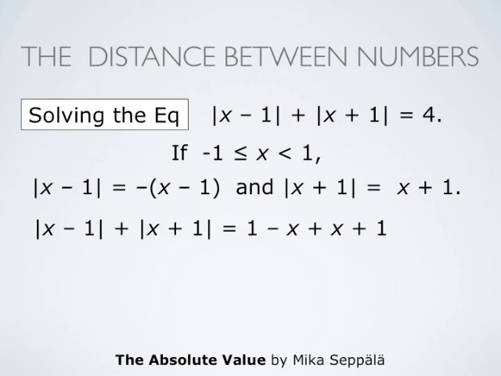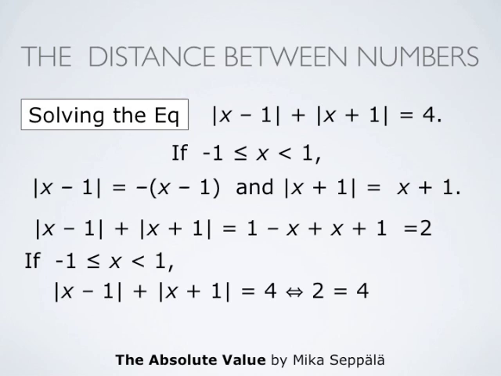And the left-hand side of this equation reduces to 1 minus x plus x plus 1, and that is simply 2. Therefore, if x is between -1 and 1, the equation reduces to 2 equals 4, but this is of course always false because 2 is not 4. And this means that there are no solutions between -1 and 1.